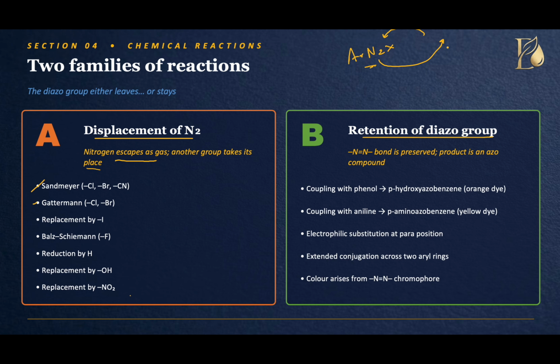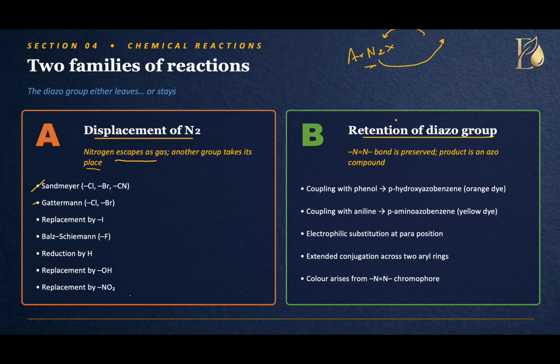So by looking at these reactions, you can see what is happening here. N2 is leaving, and in Sandmeyer reaction, chlorine, bromine take its place. In Gattermann reaction, chlorine, bromine take its place. Then replacement by iodine. Then Balz-Schiemann reaction, fluorine comes and takes its place, and so on. Okay, that is displacement of N2. So we will go through these reactions one by one.